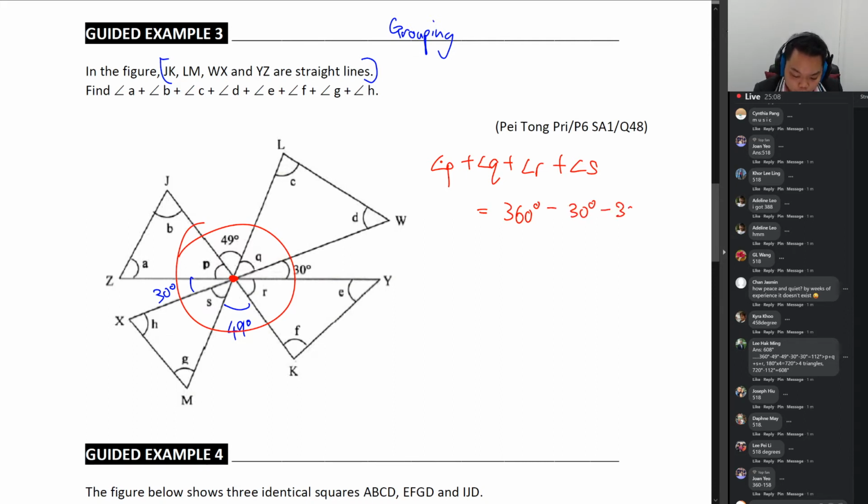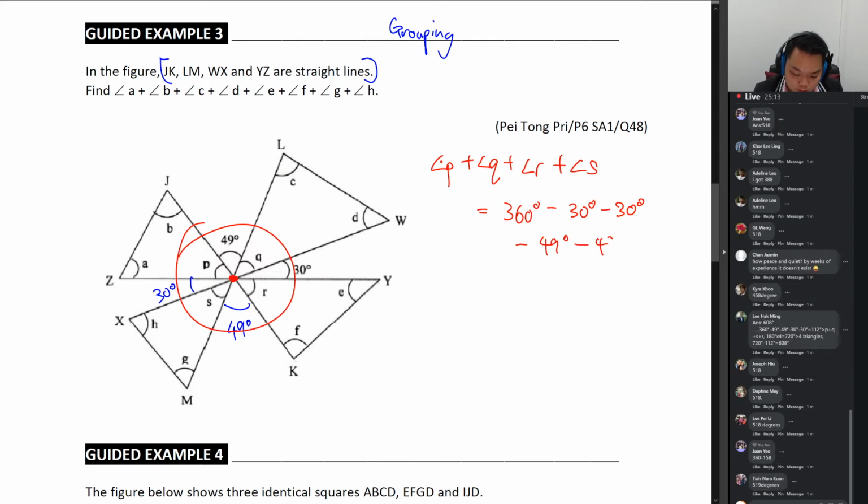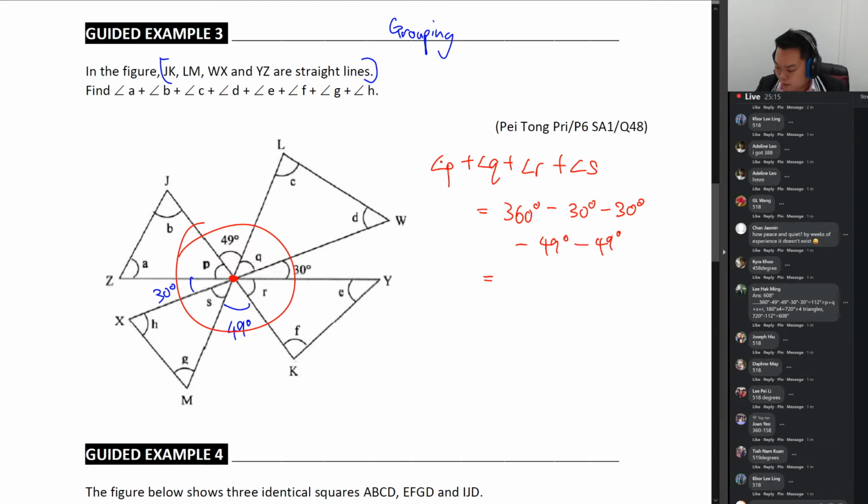Get rid of all the known angles first. And this will give you 202 degrees.